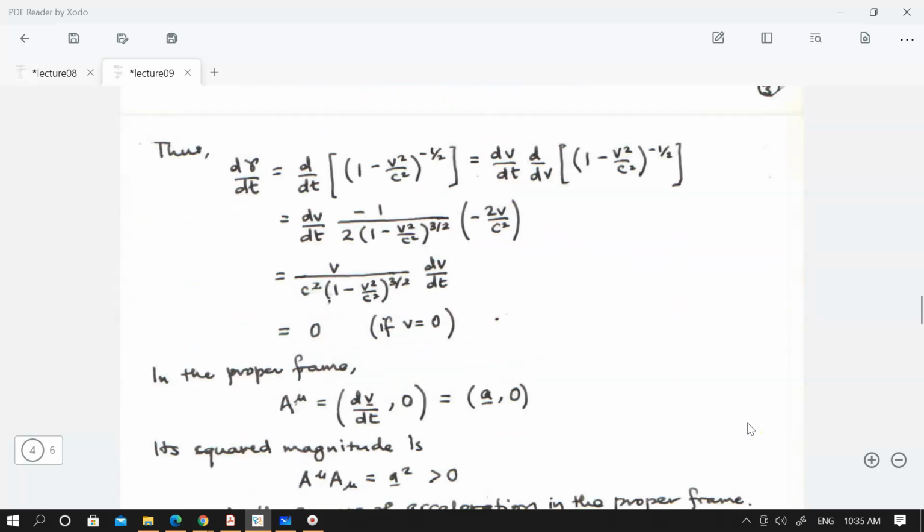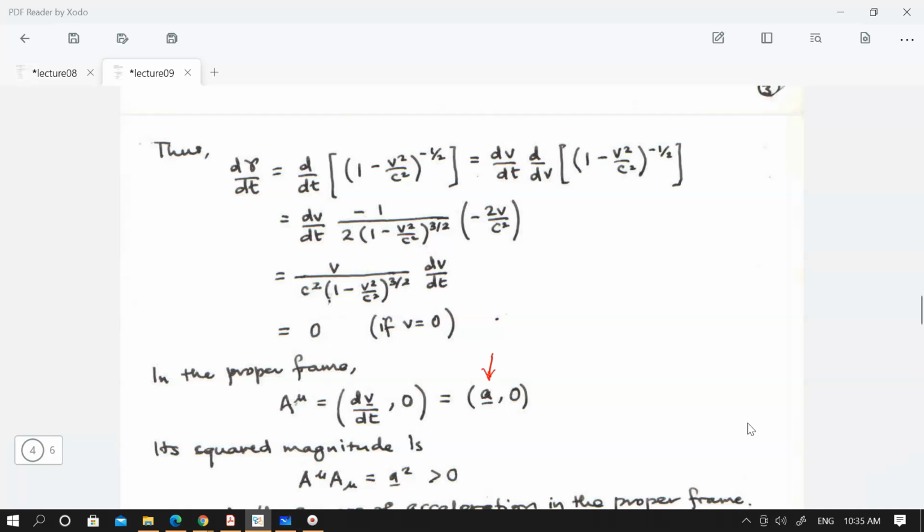So given that, now you can look at this, and if you're looking at your v in the proper frame, then this thing goes to 0. So in other words, in the proper frame, your forward acceleration is just your ordinary acceleration.